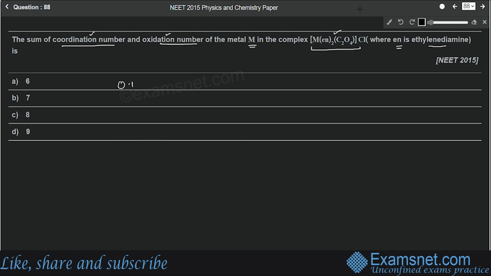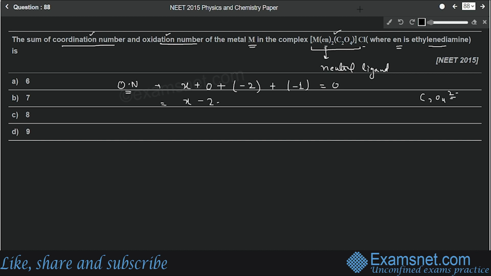So oxidation number, suppose the oxidation number of M, that is metal, is x. So x plus en, that is ethylene diamine, is a neutral ligand. Okay, this is a neutral ligand. So its oxidation number will be 0. Then we have C2O4. C2O4 has the charge 2-. So its oxidation number will be -2. And then we have chlorine. Its oxidation number is -1. So let's find out the sum. We know that the sum will be equal to 0, right? This is the general rule.